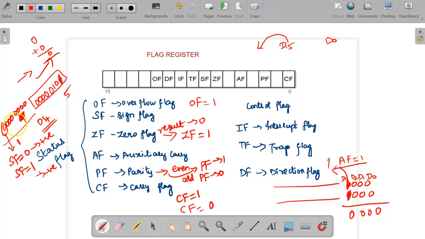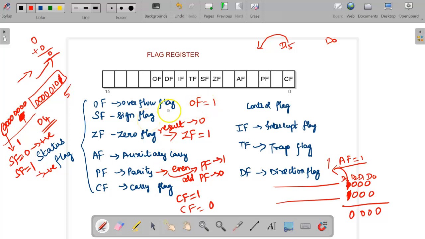So parity means you have to find out whether the result has an even number of ones. An even number of ones means it will become 1. Auxiliary carry means if you are getting a carry from the fourth bit, then auxiliary carry is equal to 1. Carry means if you are getting a carry from the 16th bit, that is the D15 bit, then this bit will become 1. Sign flag 0 means positive, 1 means negative, so it will become 1 whenever it is negative.